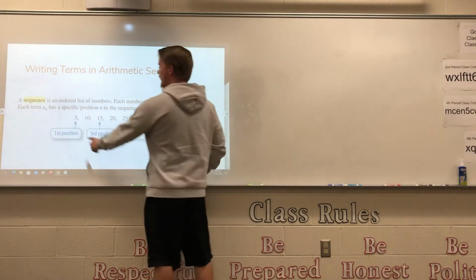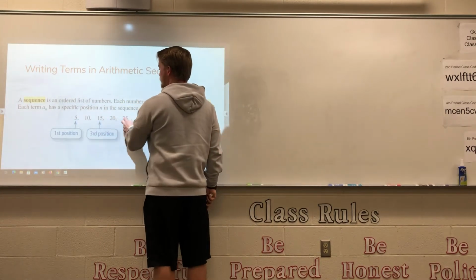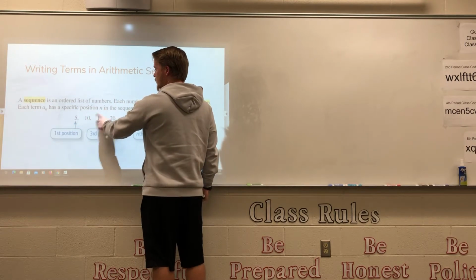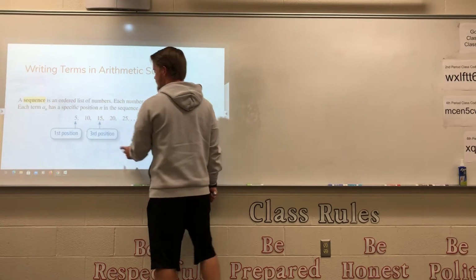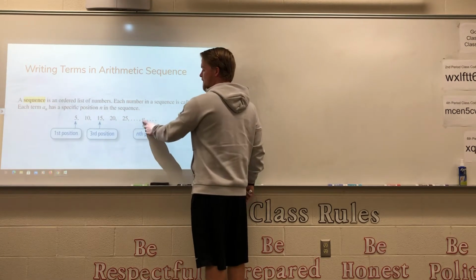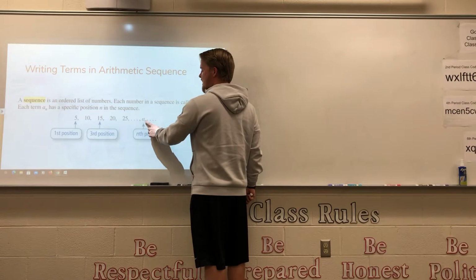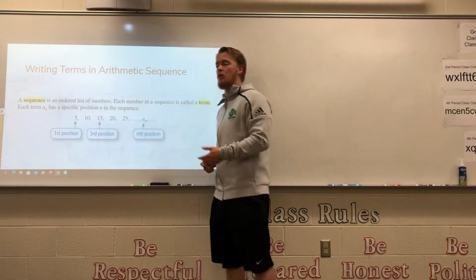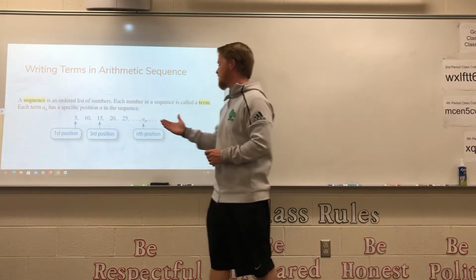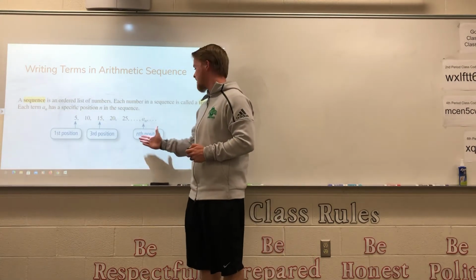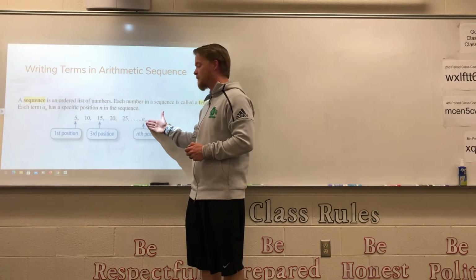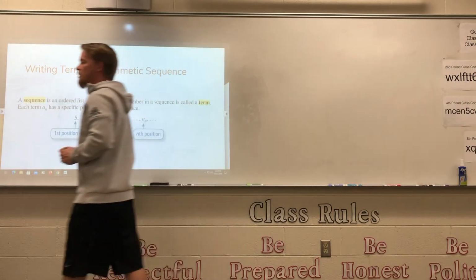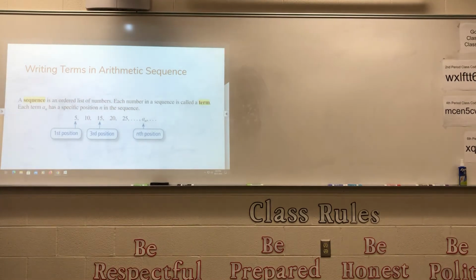Here's a sequence: 5, 10, 15, 20, 25, and so on. This 5 is in your first position. The 15 is in your third position. And if you keep going, AN is in the nth position. That's just something you need to know. It could be any position. They could say 50th position, that would be A subscript 50. That's something that'll pop up later on.